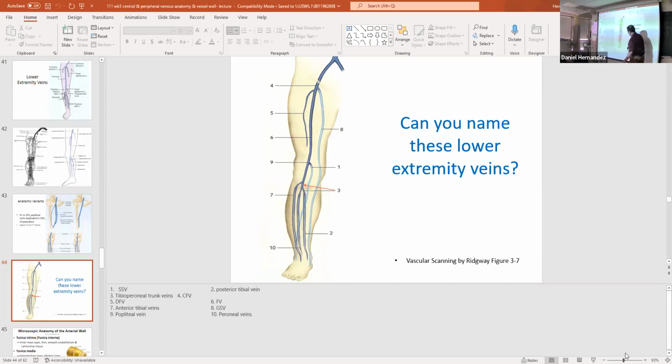The 3 is supposed to be tibial peroneal trunk, but the arrow on this picture wasn't good, so we kind of drew it in. It's actually that common part before it splits that is your tibial peroneal trunk. This was pointing a little too low, so that's why we drew that red arrow.